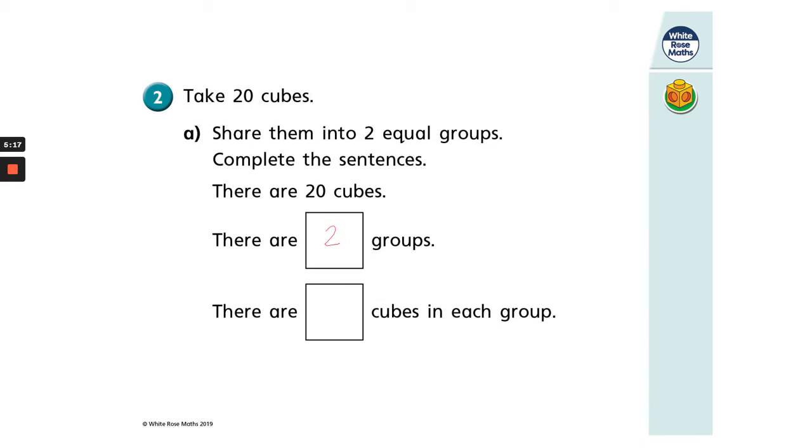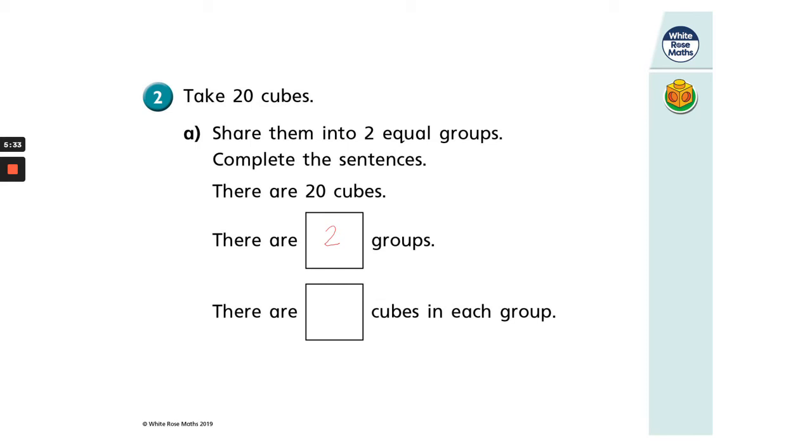So we didn't have to work anything out because that part of the sentence was in our question. So now the next sentence: there are cubes in each group. Now we have to share them out. So now it is time to share your cubes into 2 equal groups.